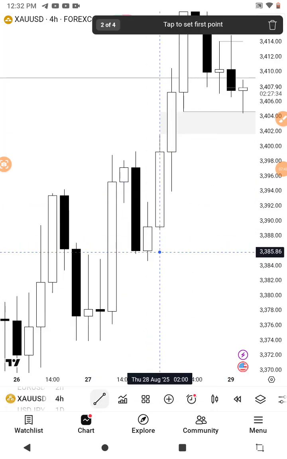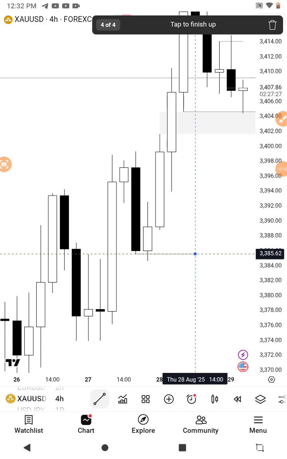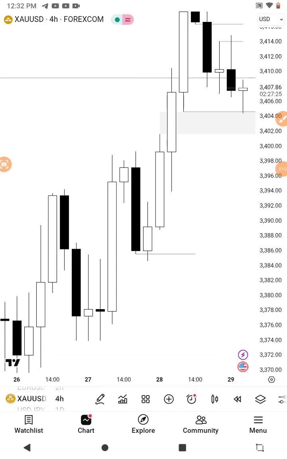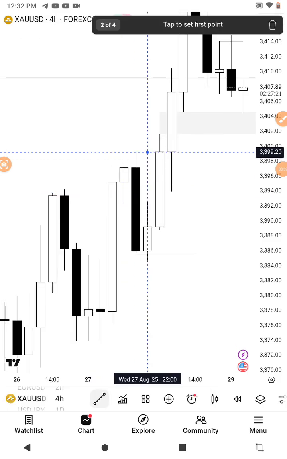Let's mark it out. CRT on a certain key level, right? CRT on a certain key level. So we are now looking for what? Entry model, which is CSD. Change the state of delivery.